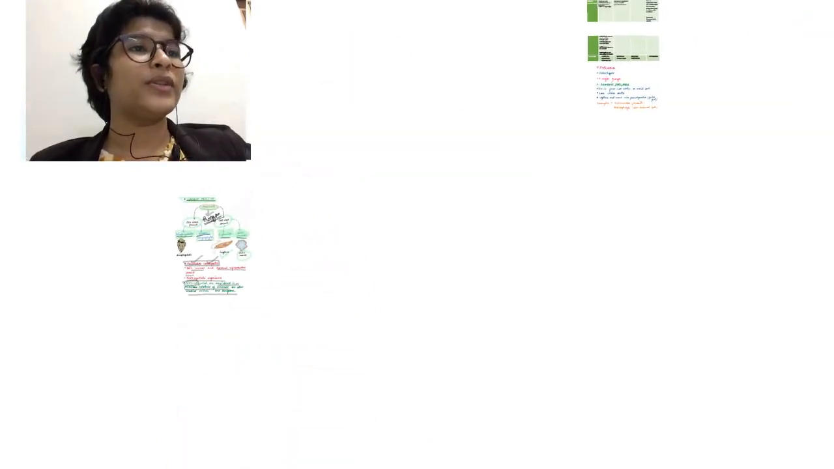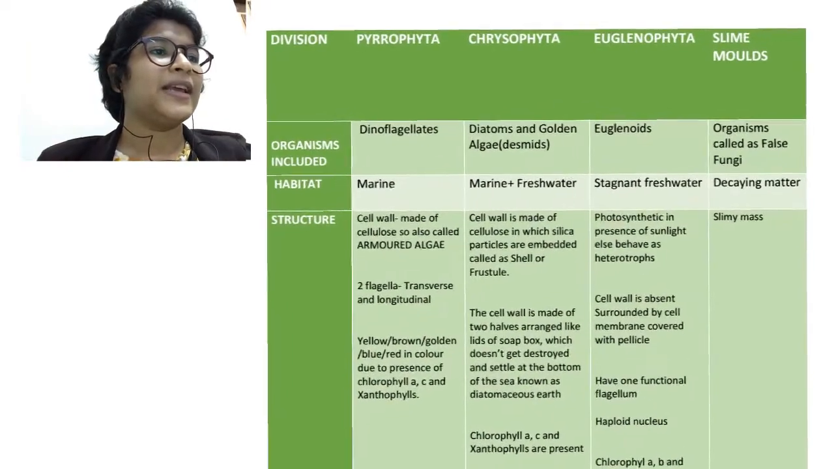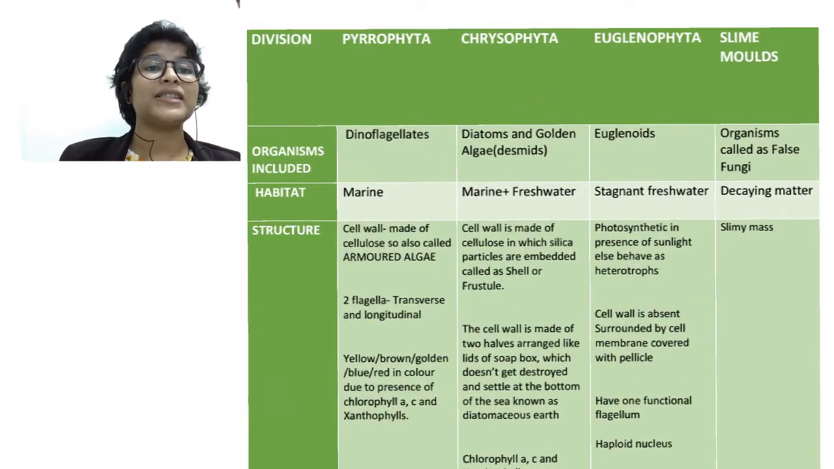So going on to the next page. This page is basically a chart which tells us all the characteristics of all these 5 types.